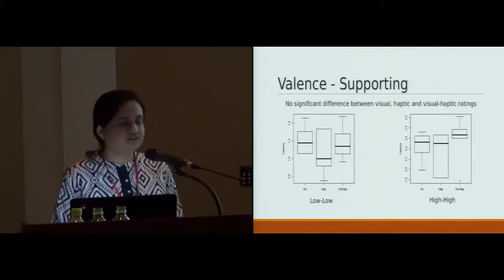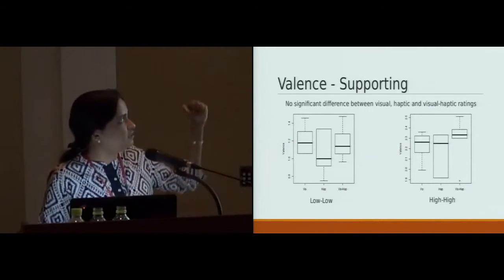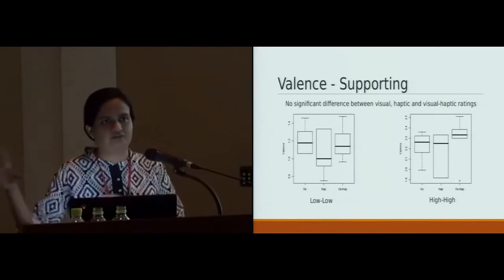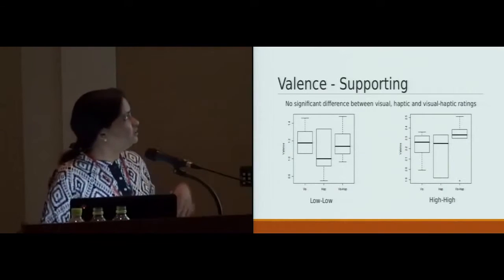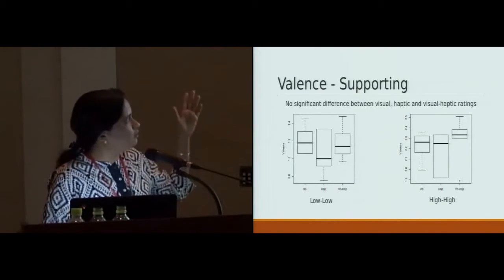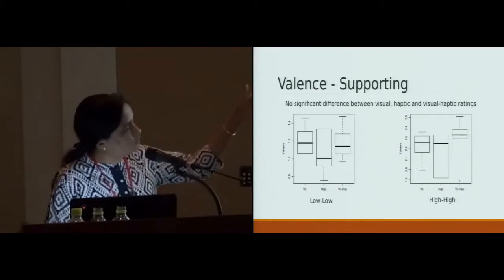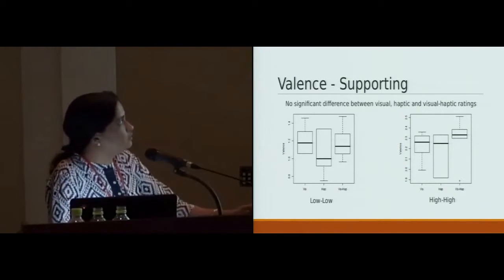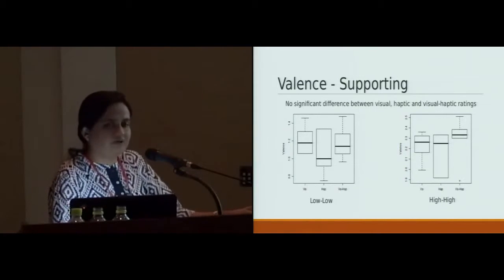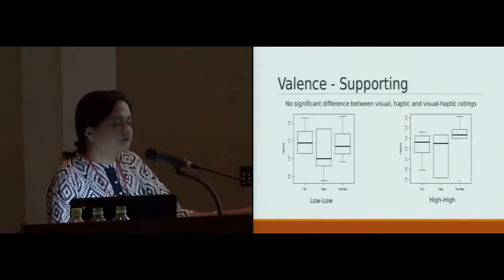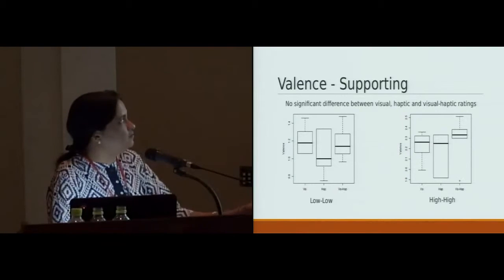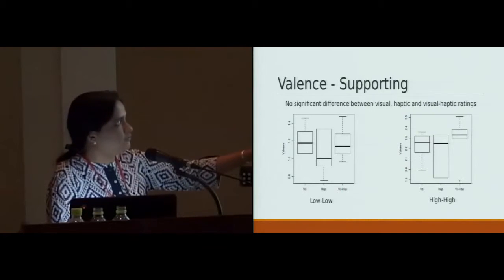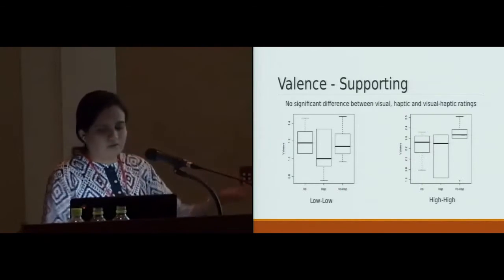So these are the results of the experiment. The ratings have been converted to a 3-point scale so that you can compare the visual and visual haptic on the same range. Values close to 1 are low, and values close to 2.52 are high. So what you can see is, when both the visual valence and the haptic valence were low, there was no significant difference between the visual haptic valence and either of visual or haptic valence. The same is true when both visual and haptic valence were high.